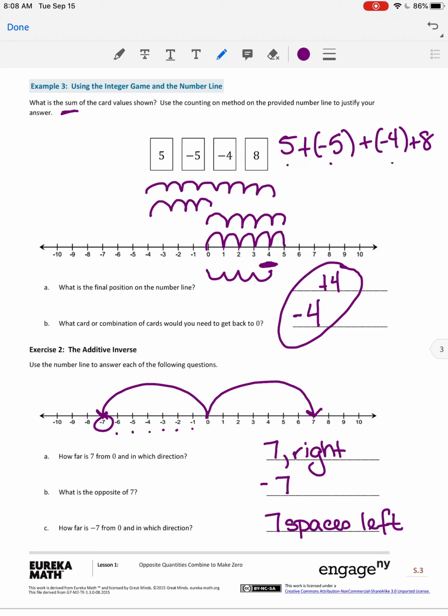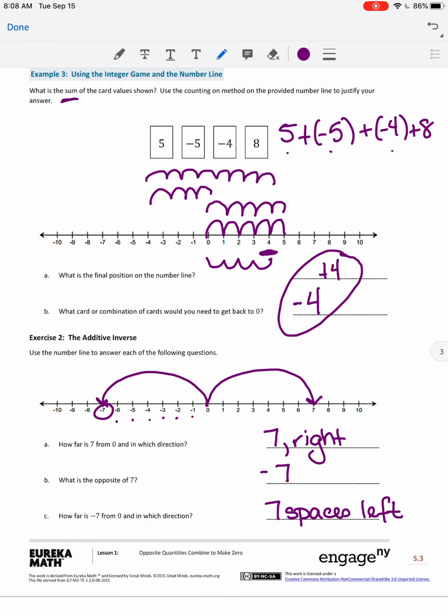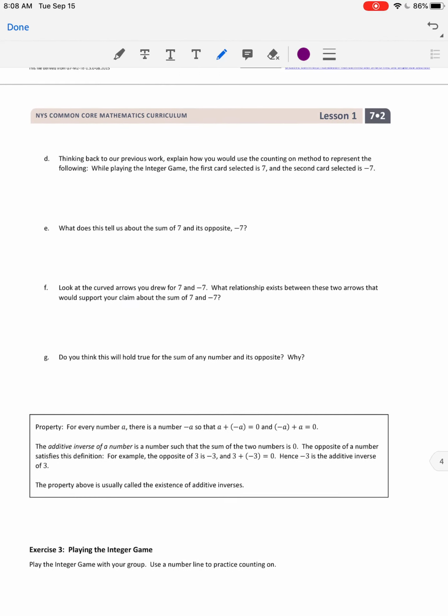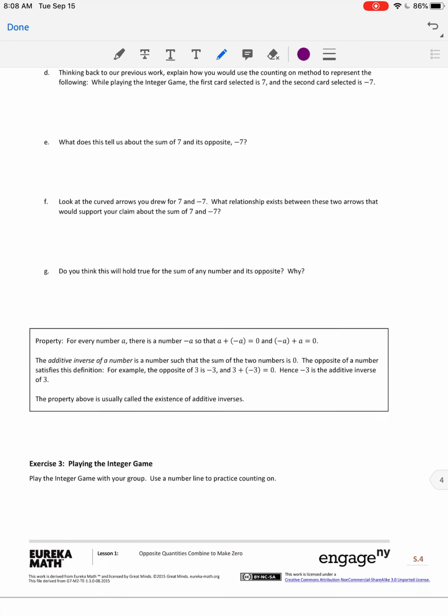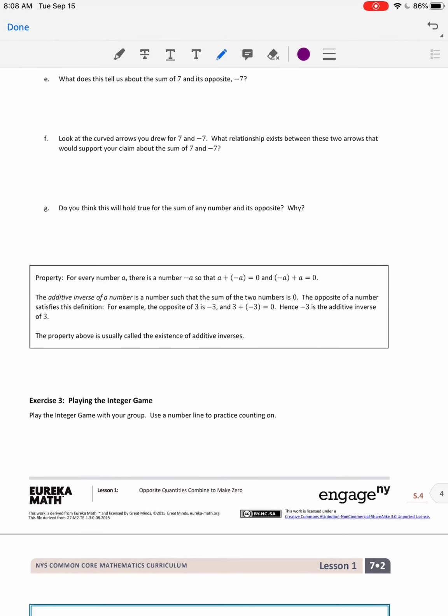So the idea is that the additive inverse means that we're moving in opposite directions on the number line, and they all equal 0. Take a second and pause if you need to fill in any more notes. Okay, we're actually going to skip D, and we'll go on to this question where you'll pause and think.